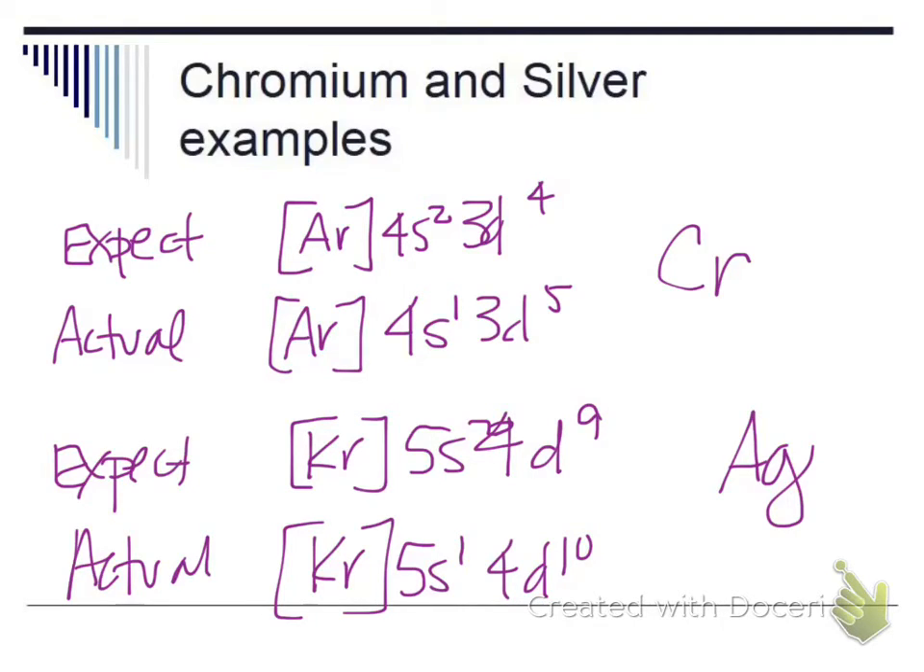Then the next element after silver is cadmium. Cadmium would be 5s2, 4d10. So then it would be the full sublevels of s and d, not a full shell. Any questions on that? It's basically you just have to memorize it.